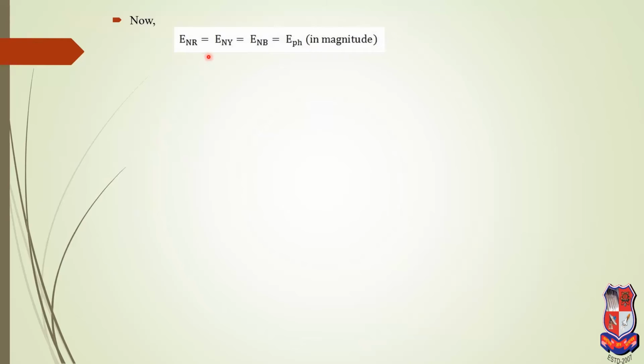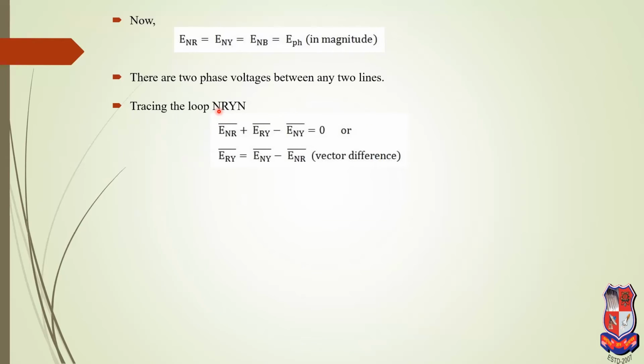Now ENR, that means the phase voltage, ENR = ENY = ENB = E phase. We take E phase as the common term. There are two phase voltages between any two lines. Tracing the loop N, R, Y and N, according to this, ENR plus ERY minus ENY is equal to 0. From the phasor diagram we can write this equation. After that, making ERY the subject, we get ENY minus ENR, a vector difference.